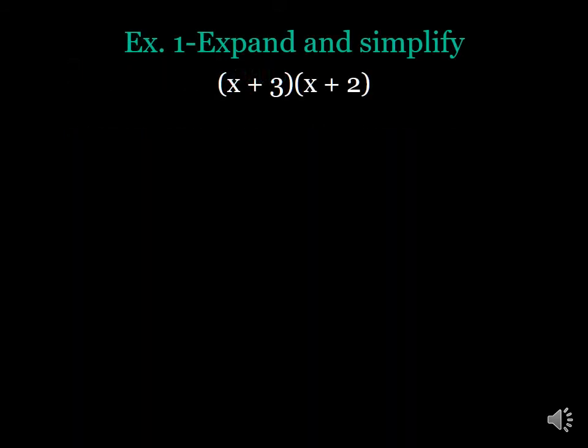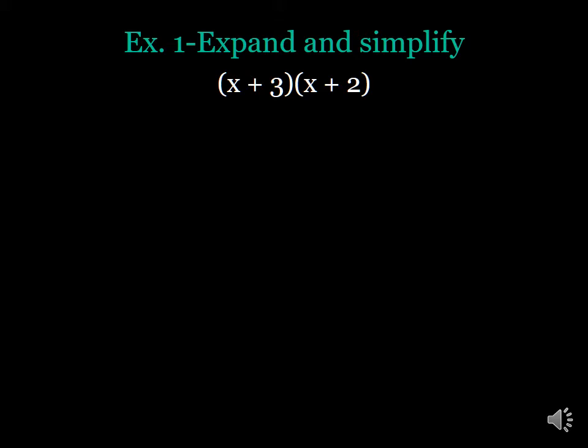What is a binomial? A binomial is just something that has two terms. So you can see we have an x plus 3, that's two terms, and an x plus 2, two terms. So expand and simplify, or multiplying binomials, you're just multiplying two of those things together. And there's often an acronym that we use when we're doing this. And that acronym is FOIL.